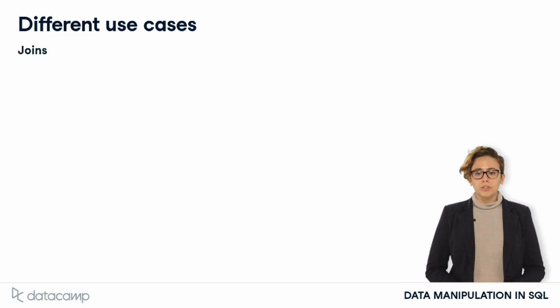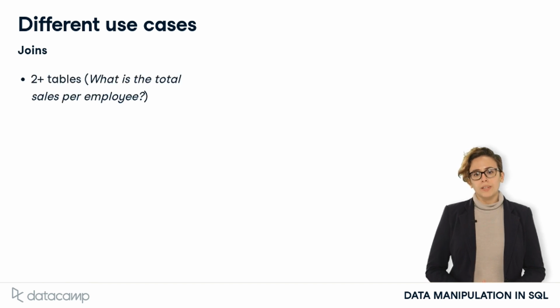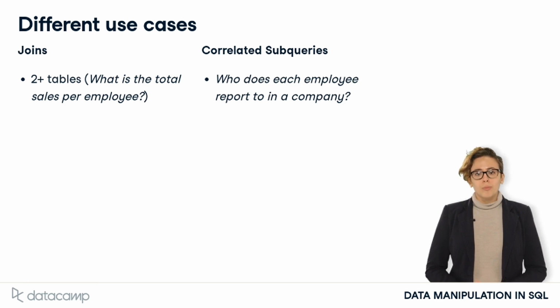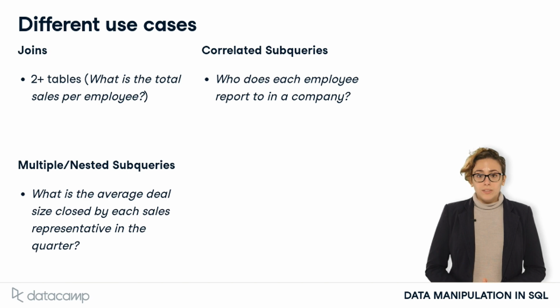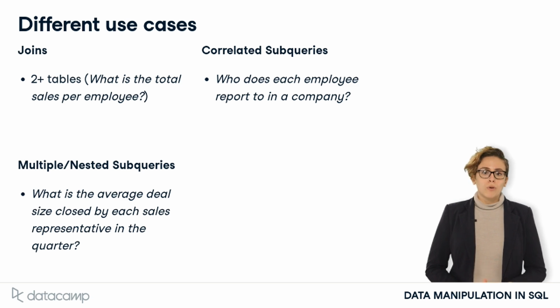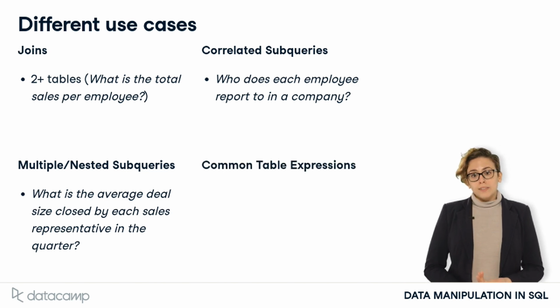As you've seen, joins are a universally important skill when working with a database that has more than one table. It's fair to say that joins are necessary to understand each of the following techniques. Correlated subqueries are great for matching data from different columns in one or more tables, such as determining who each employee's immediate supervisor is. Multiple and nested subqueries are great for answering questions such as, what is the average deal size closed by each sales representative in the last quarter, which would require multiple steps to transform and prepare before generating the final query.